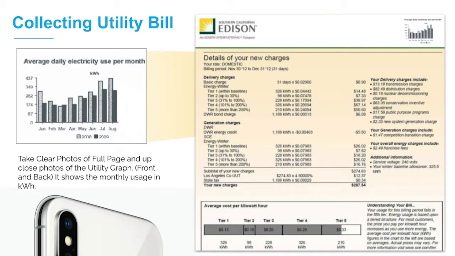The first job is to collect your lead's utility bill. Make sure that when you collect the utility bill, you get a clear photo of the full page and up-close photos of the utility graph as it shows the monthly usage in kilowatt hours. This allows for a very accurate quote and design proposal.